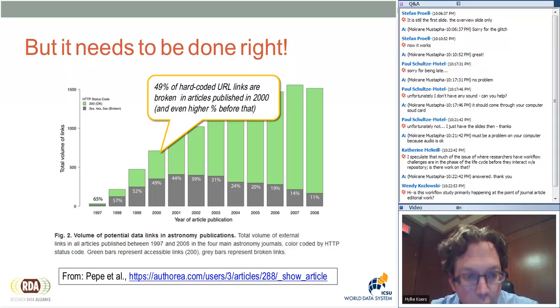And you see that if you go back to 2000, so that's not even that long ago, almost half of those hard-coded URL links were broken by now. And there can be many reasons for that. People have moved to another institute, the data repository has changed, et cetera, et cetera. But just supplying the hard-coded link is not the best way to do it. We need to set up an infrastructure to do things a little bit better.